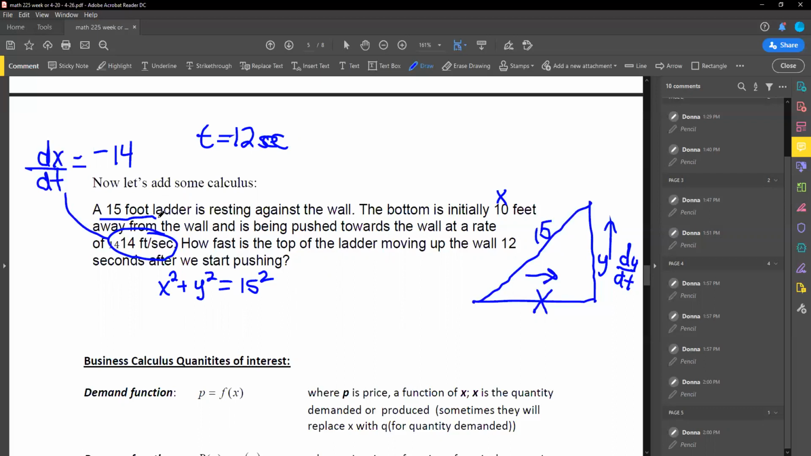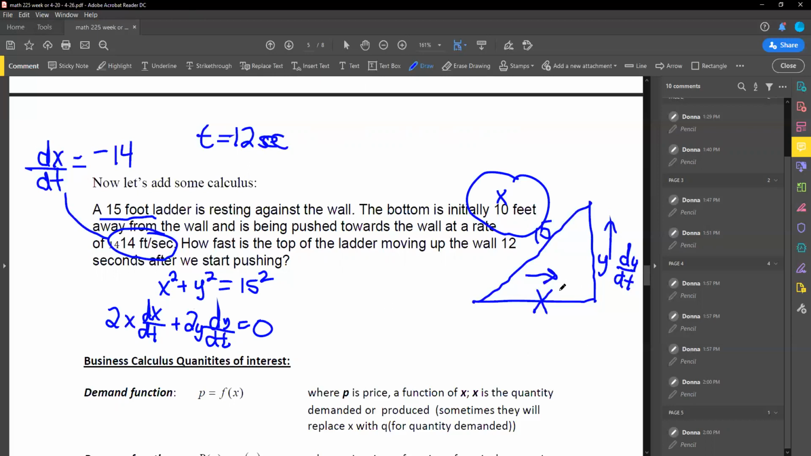All right, now they gave me dx/dt, they gave me some time, so I'm thinking I need to do a derivative, which is what I'm going to do. Now I'm going to do the derivative with respect to time. So the derivative of x squared is 2x times dx/dt. The derivative of y squared is 2y times dy/dt. And the derivative of 15 squared is 0. Okay, now what do I have? I have x, and I have dx/dt.